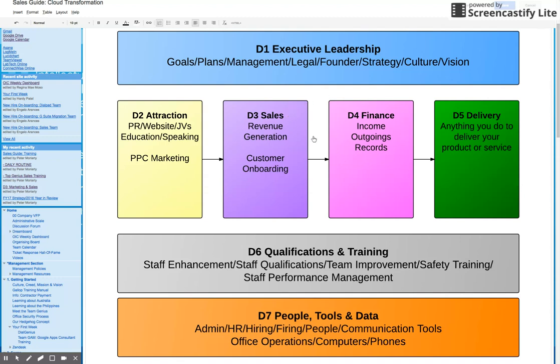Many times entrepreneurs will just get stuck in this little loop of sales, finance, and delivery, going around and around. But a strong and successful entrepreneur needs to see the bigger picture, and they need to really be wearing the hat of executive leadership.